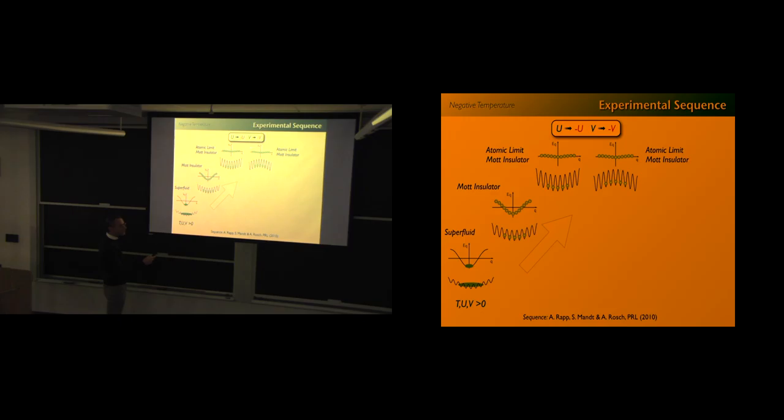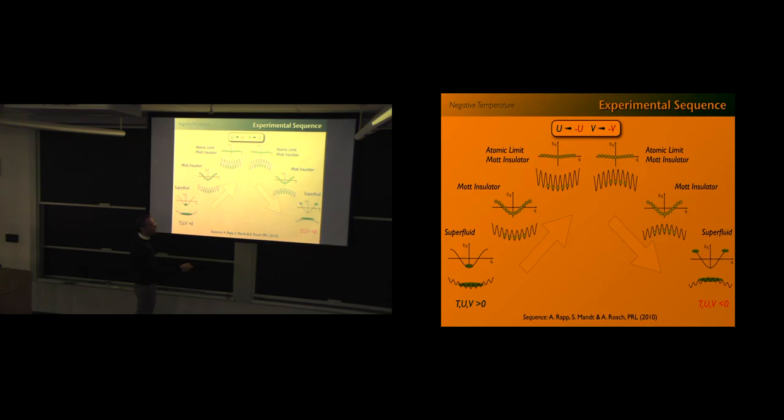And now when you ramp down the lattice and let the atoms tunnel again and come together, increase their kinetic energy, decrease their interaction energy, they have to form a superfluid, a Bose-Einstein condensate, but now not at the lowest energy of the system, but at the highest energy point in the system. And this highest energy point is, of course, now a condensate at the upper band edge of the system.